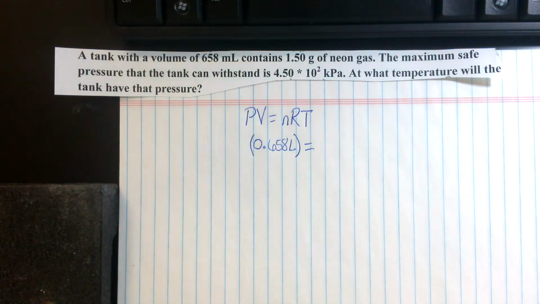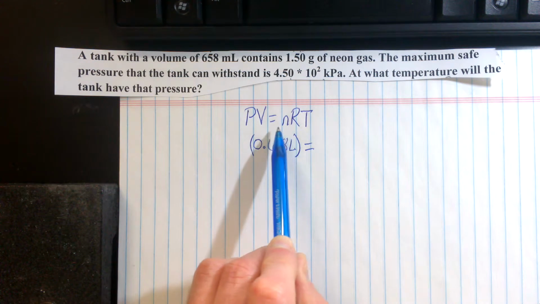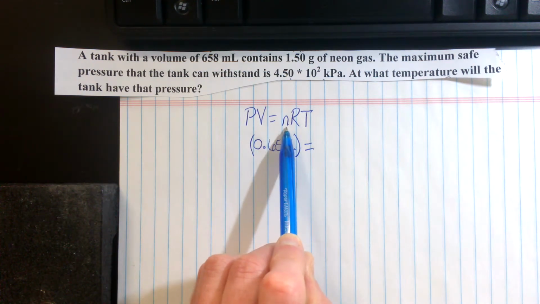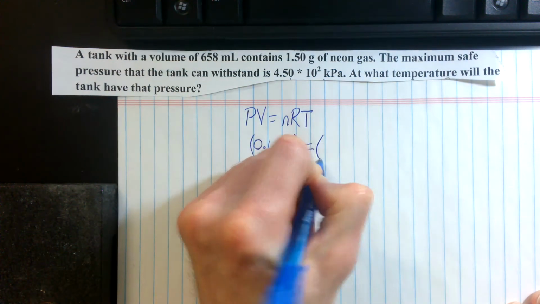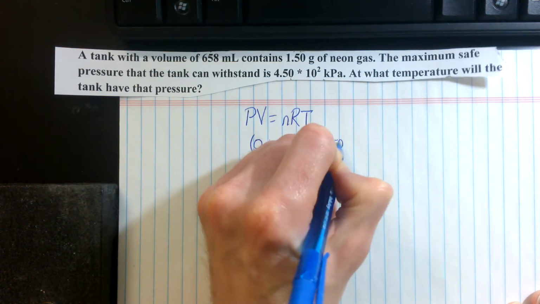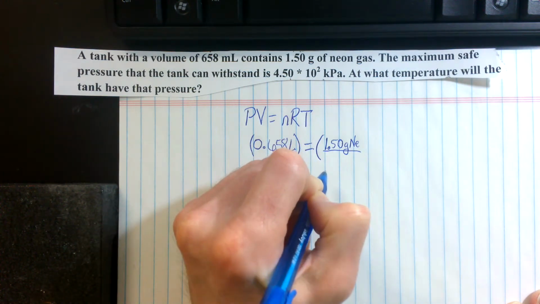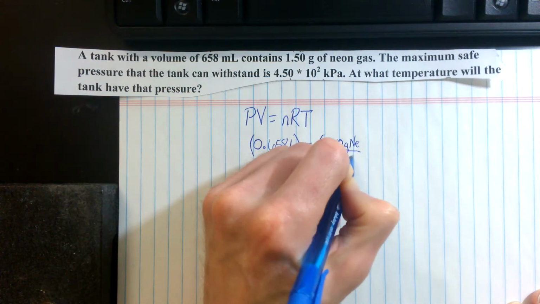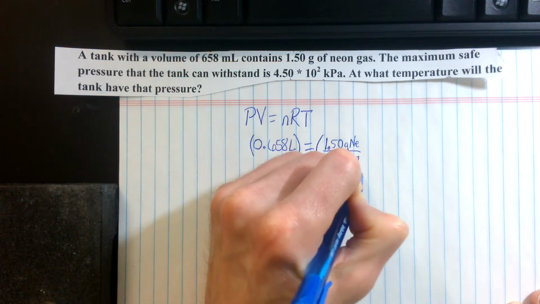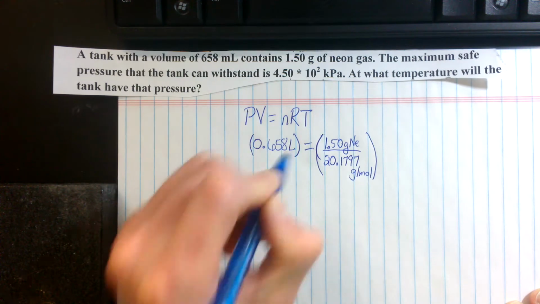It contains 1.50 grams of neon gas. Okay. In the ideal gas law, we don't have anywhere to put mass, but we do have a place to put moles. So we can change this 1.5 grams of neon to moles by dividing the mass by its molar mass. Okay, which is the mass number from the periodic table. For neon, that's 20.1797 grams per mole. So that will give us our moles there.